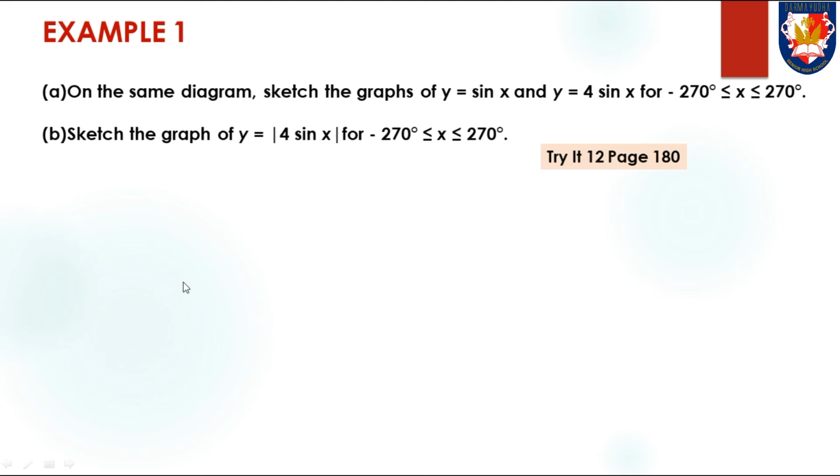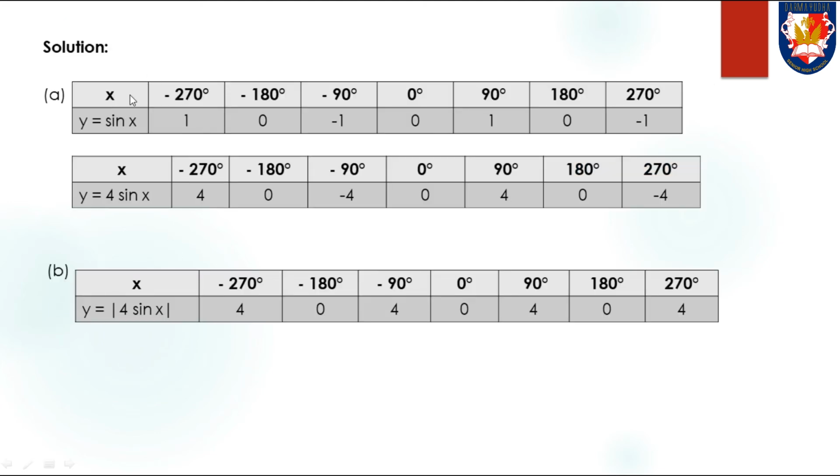And here is the solution. For part A, this is the table of values from negative 270 degrees to 270 degrees. To make it easier, use the special angles. And we have the values of the respective functions. The first one is for y equals sine x and the second one is 4 sine x. For part B, we set up the table of values of x and y for the same interval. The absolute value doesn't have any negative value.